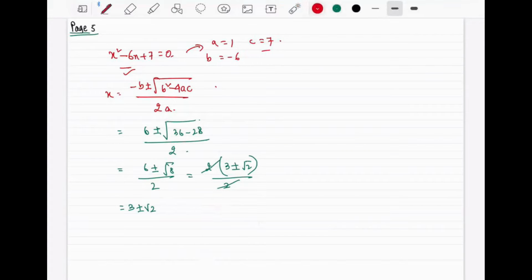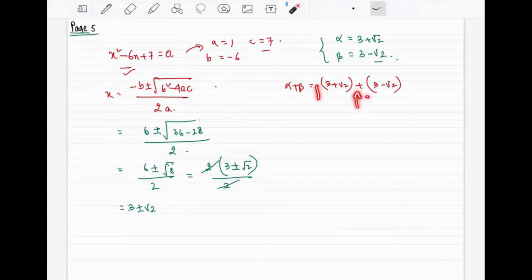So let's write here separately. Alpha is 3 plus root 2. Beta is 3 minus root 2. What if you are asked the sum of the two roots? What will be the sum of the two roots? Sum will be alpha plus beta, right? So if you are asked to calculate alpha plus beta, alpha is 3 plus root 2. Let's put them inside the bracket. Plus beta is 3 minus root 2. There is a plus sign in front of the bracket, so if you open it, there is no issue. So we got 3 plus root 2 plus 3 minus root 2. Root 2 cancels out. 3 plus 3 is 6, right?